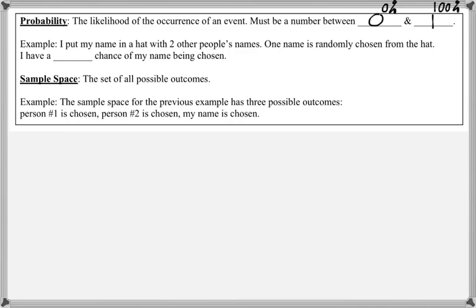So an example, I put my name in a hat with two other people's names. One name is randomly chosen from the hat. I have a 1 in 3 chance of my name being chosen.